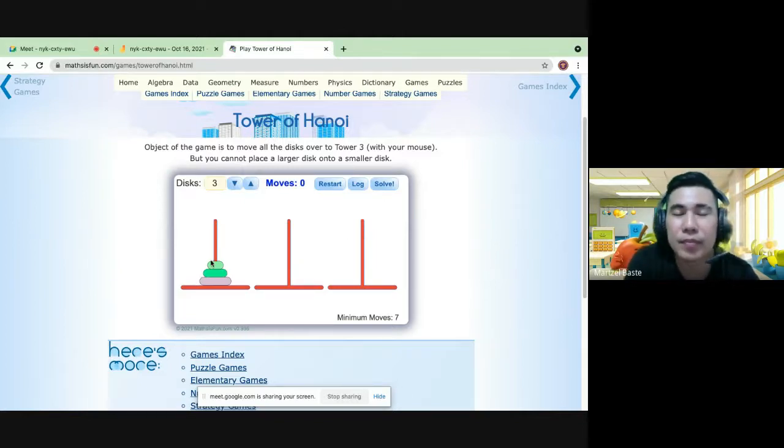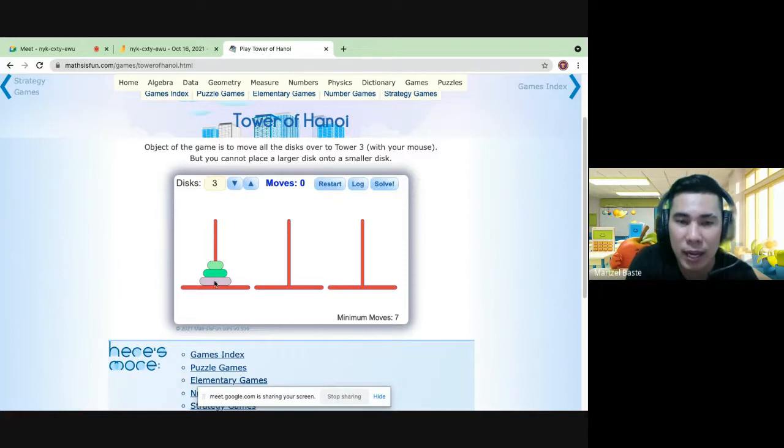And then in order for you to succeed, or in order for you to win the game, you will have to transfer all these disks to the third tower by following the rule. What is the rule? The larger disk must be below the smaller disk, or the smaller disk should be on top of the bigger disk.